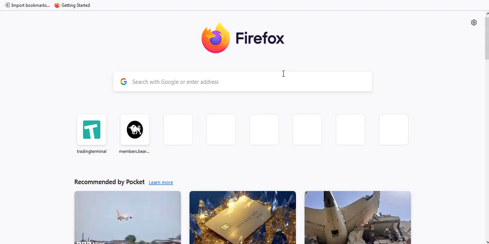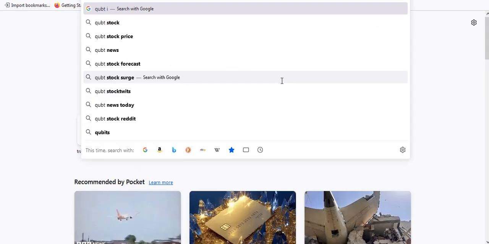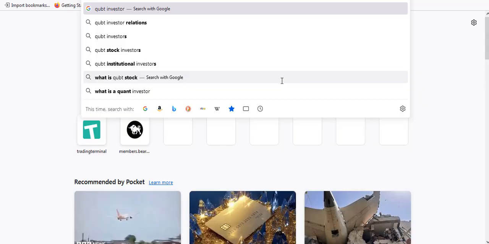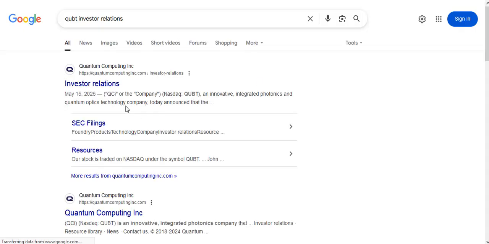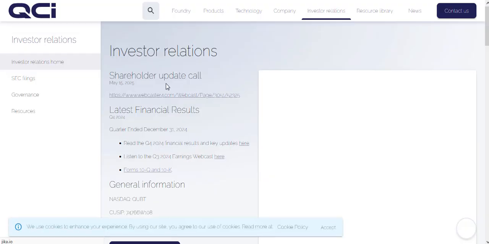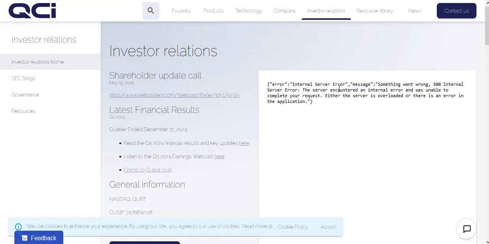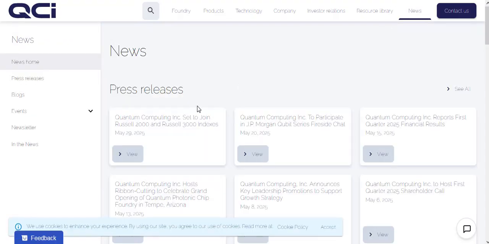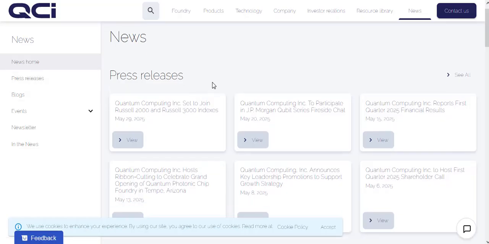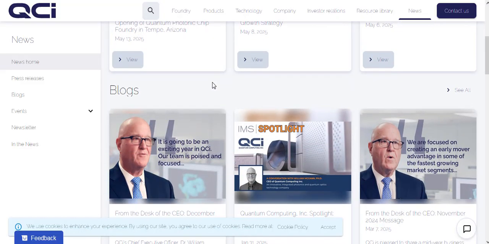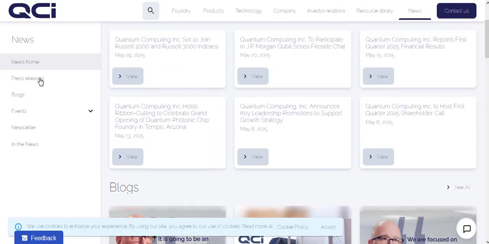I'm going to open another window here, and we're going to do the same thing with QUBT. So we'll go to the QUBT Investor Relations page. Let's see, shareholder update call, that was on May 15th. I don't really like this page very much. So press releases, let's see, May 29th. So nothing exciting there. I can't really tell from their investor relations page why there might be a lot of movement.